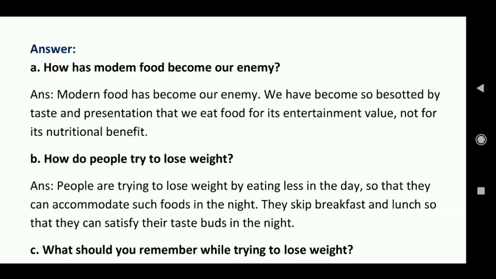Okay, I hope you have written the first question, and the second question, that is, how do people try to lose weight? People are trying to lose weight by eating less in the day so that they can accommodate such foods in the night. They skip breakfast and lunch so that they can satisfy their taste buds in the night.